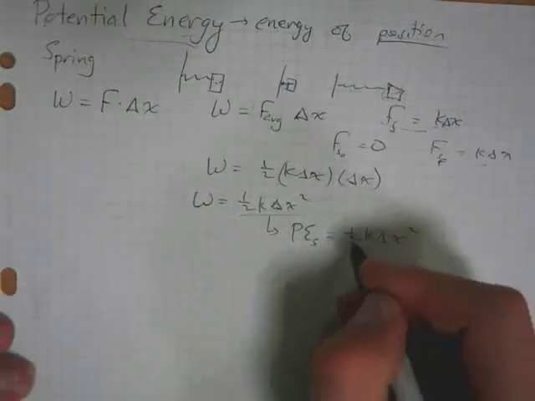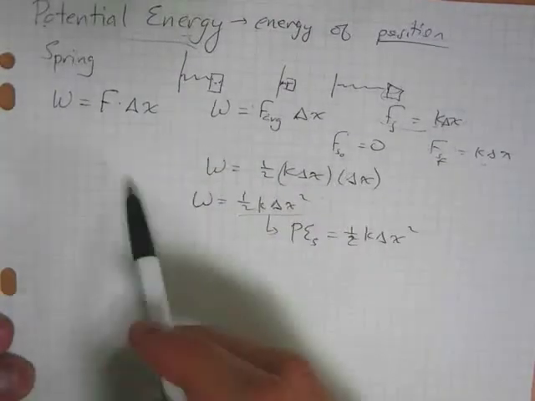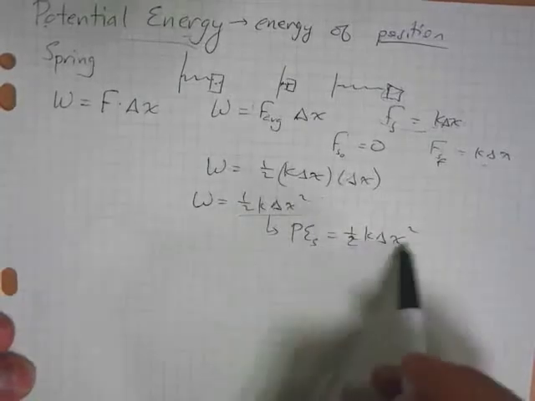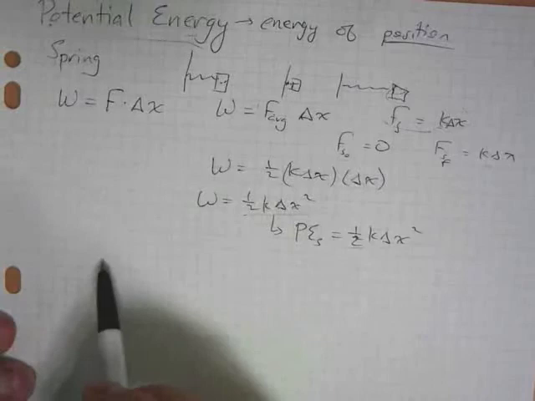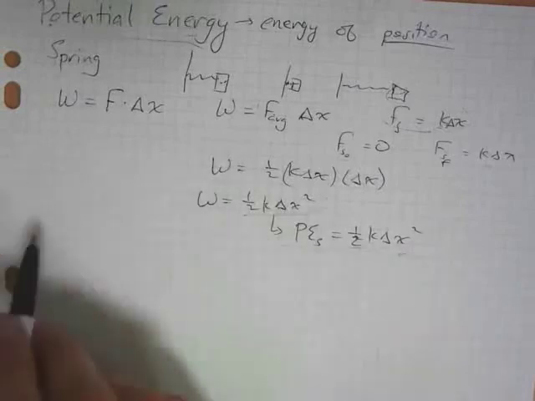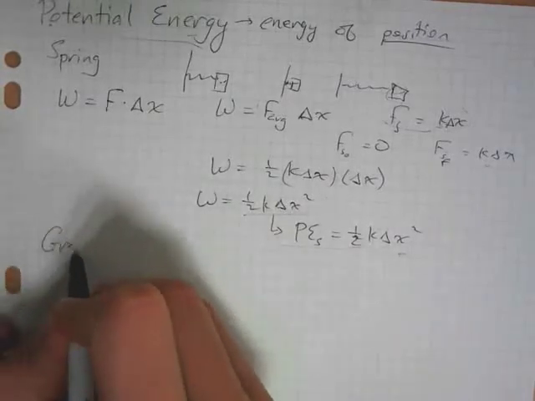You get positive potential energy whether you stretch or compress the spring, because either way it has energy that's being stored that can then turn into kinetic if you let go. That's spring potential energy. We also have gravitational potential energy.